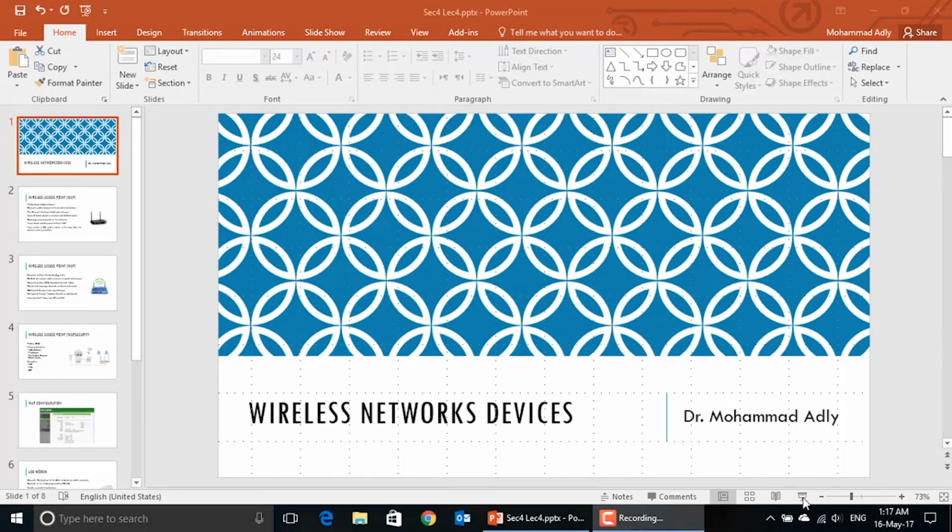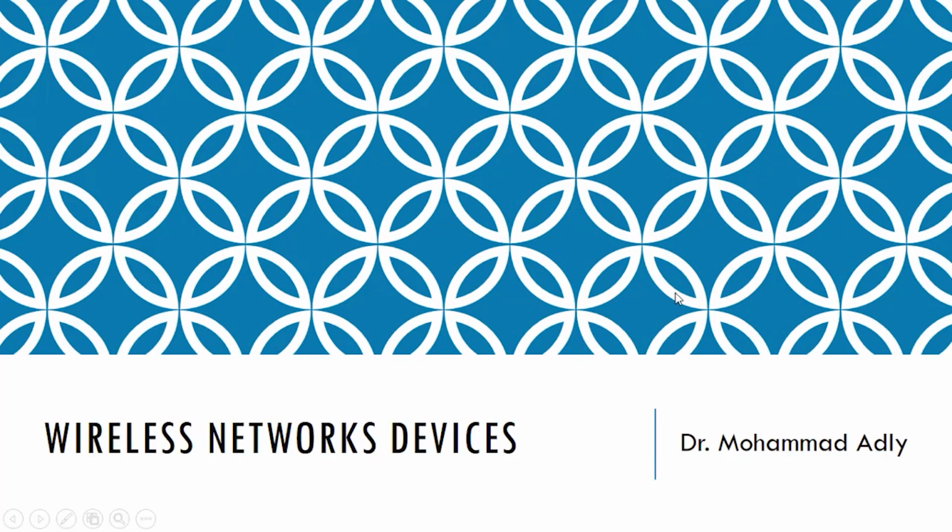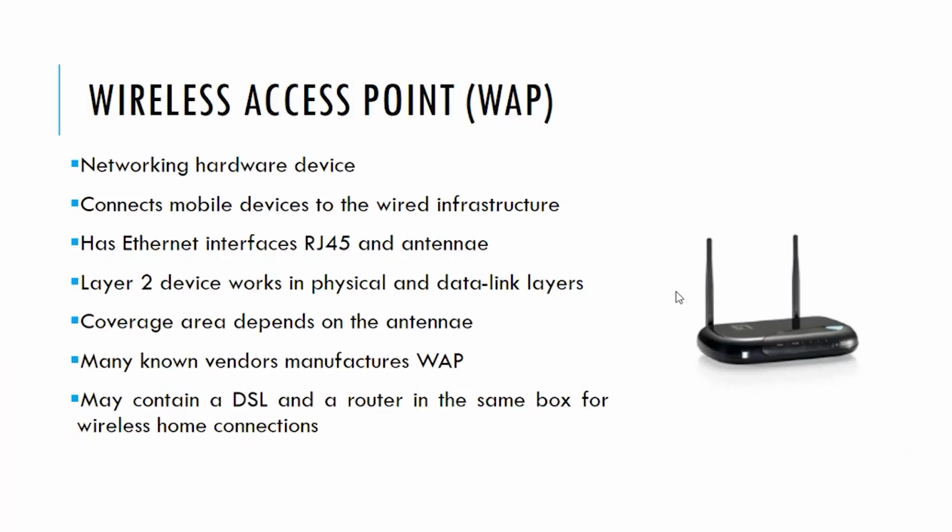Let's now talk about the wireless network devices. What are the devices that can communicate wirelessly? Let's start with the wireless access point. The wireless access point is a networking hardware device, as shown in the picture. It connects the mobile devices to the wired infrastructure.